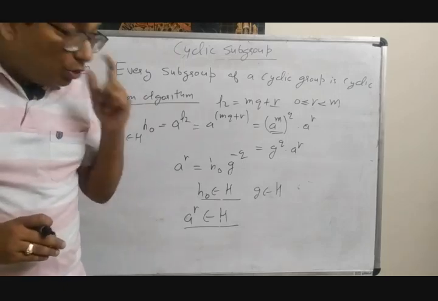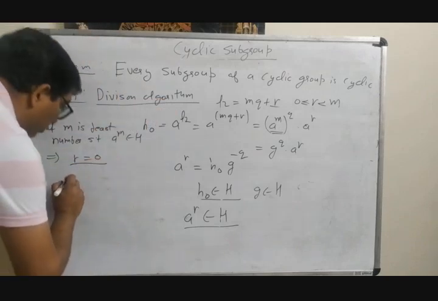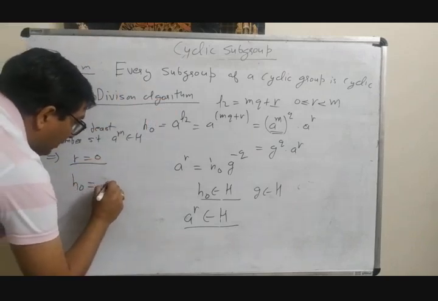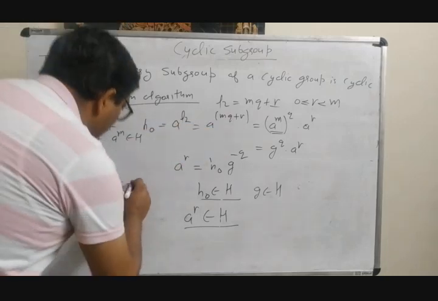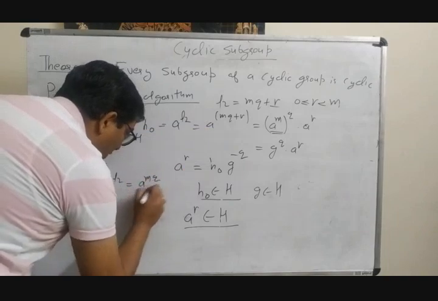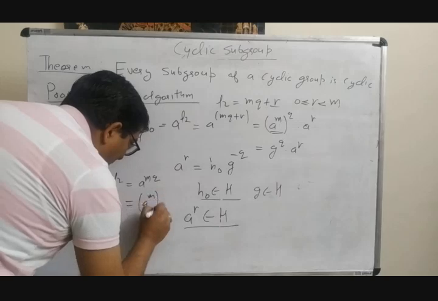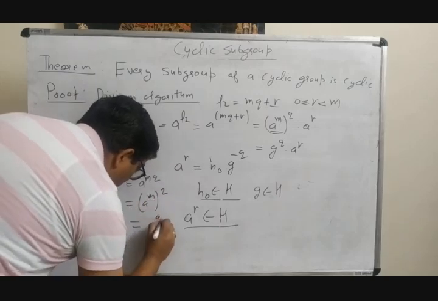Now if R is 0, what does it mean? H naught is equal to A raised to power K, and this K, now R is 0, is equal to A raised to power MQ, which is A raised to power M raised to power Q, which is G raised to power Q.